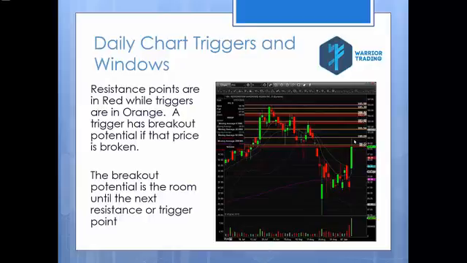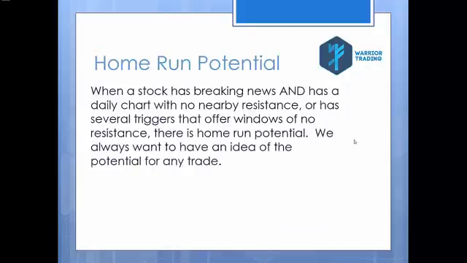Okay, but what we're looking for is home run potential. What are we doing as day traders? We're hunting for volume, right? We're searching for volatility. So when a stock has breaking news and it has a great daily chart with no levels of resistance nearby and several triggers, and it has a low float, and it has a good level of short interest, we've got home run potential. We're checking off all of those requirements, right? And that's how we get an A+ setup.